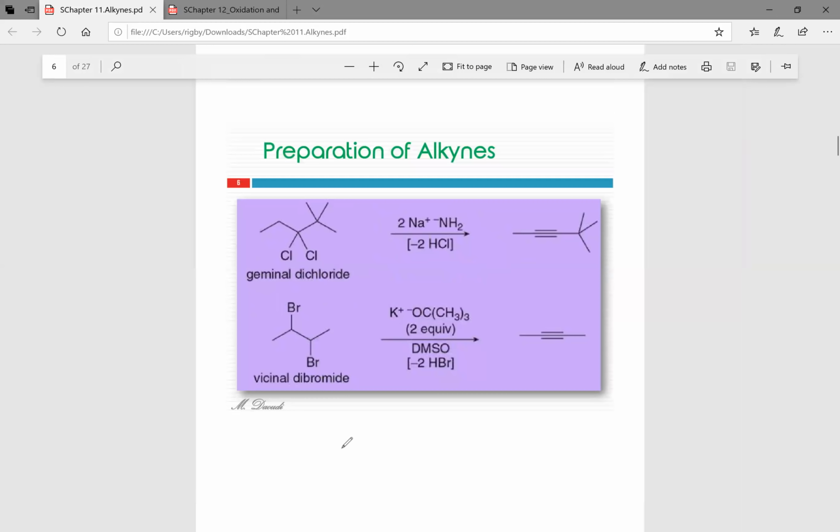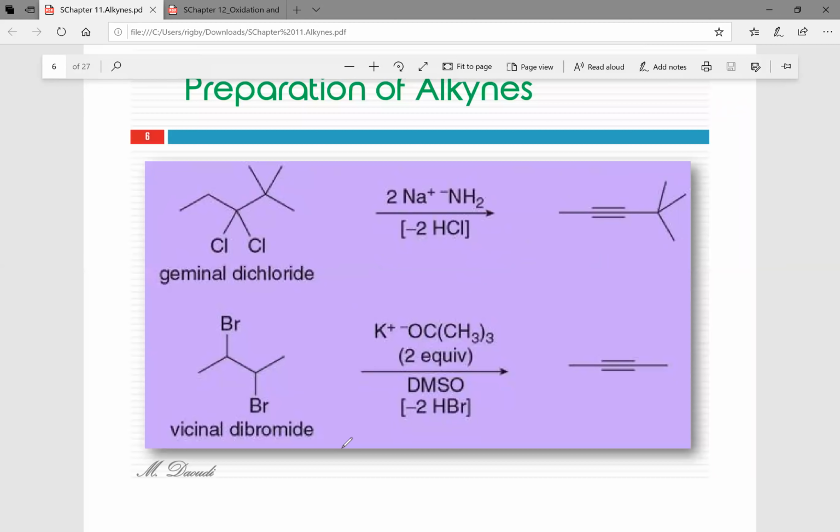And then to change that dihalide into an alkyne, we will do an elimination reaction twice. As you can see here, we're using a base or a strong bulky base. It doesn't really matter. Okay? All right, so let's scroll down.